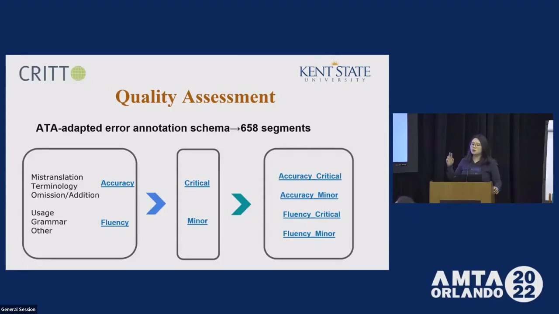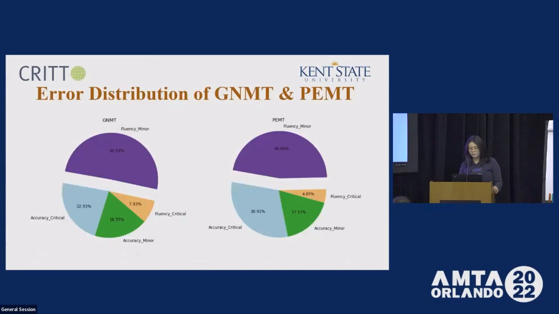And we also merge usage, grammar, and other into fluency error. And we count the error occurrences by segment. And also, according to the severity of the error, the annotators annotate each error further as critical error or minor error. So altogether, we get four kinds of error types: accuracy critical error, accuracy minor error, fluency critical error, and fluency minor error.